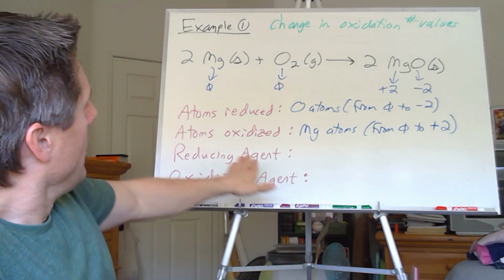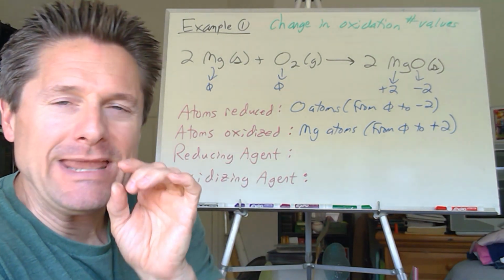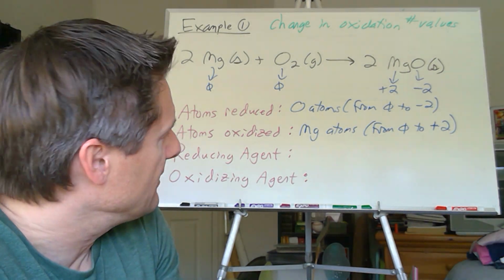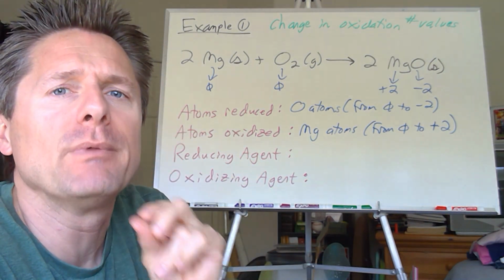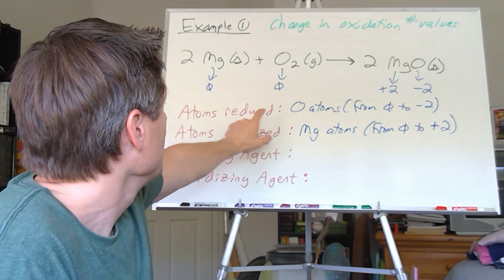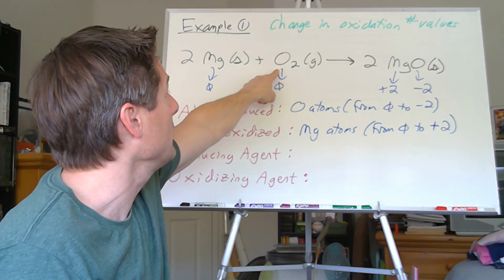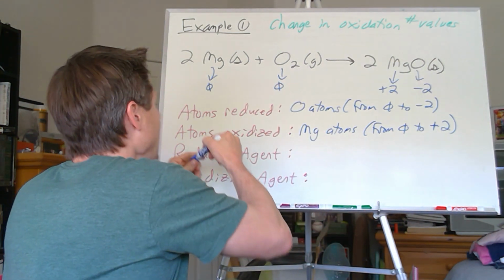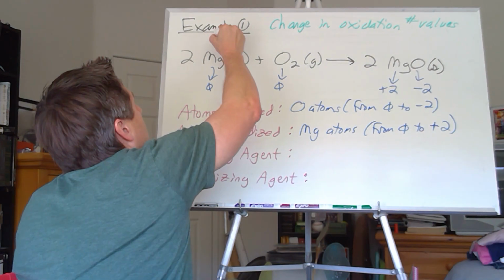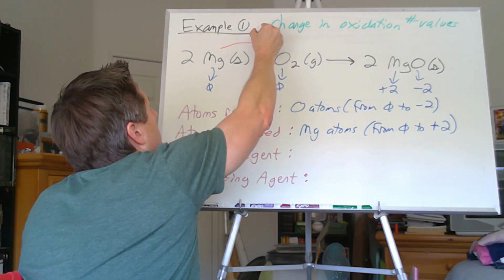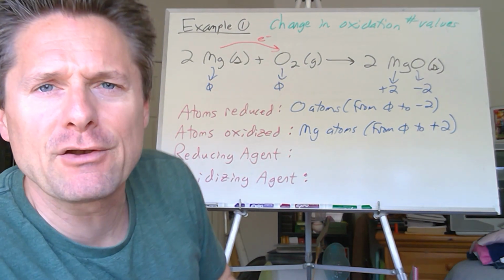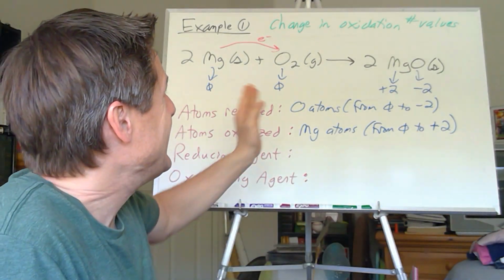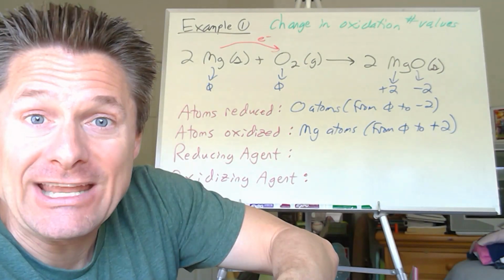All right? Reducing agent is the reactant, the whole species. I like to include the state just to make sure I write the whole species. That caused something to be reduced. So what was reduced? The oxygen atoms were reduced. To be reduced, they had to gain electrons, which came from magnesium. And if we looked at it down at the atomic level, each magnesium atom is losing 2 electrons. Each oxygen atom is gaining 2 electrons, right?